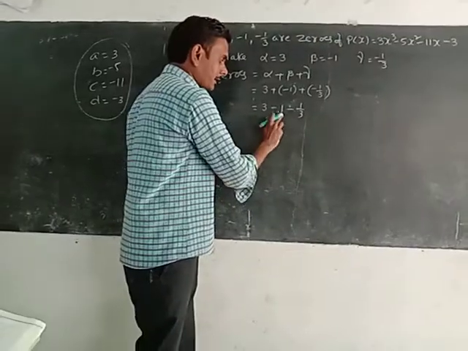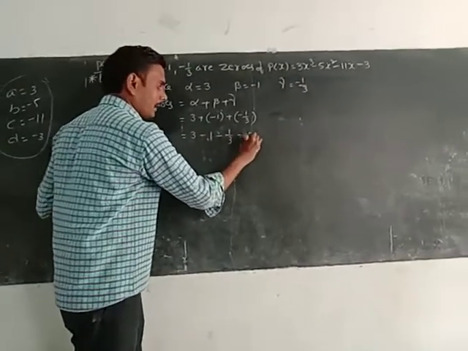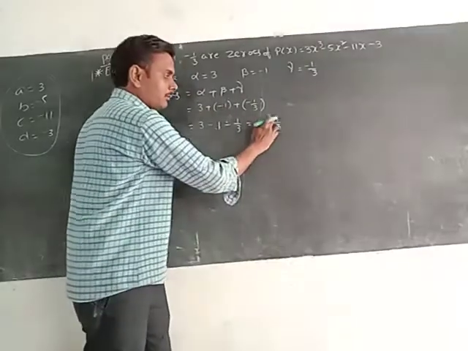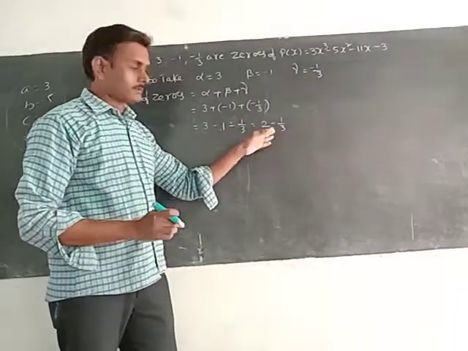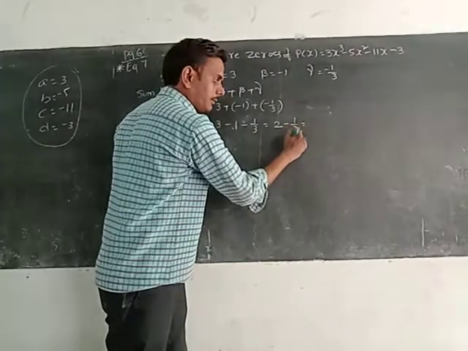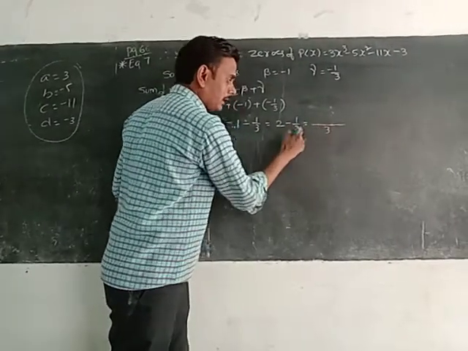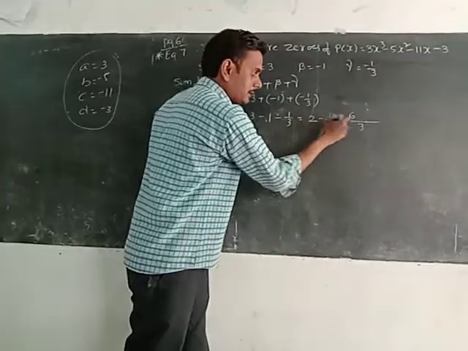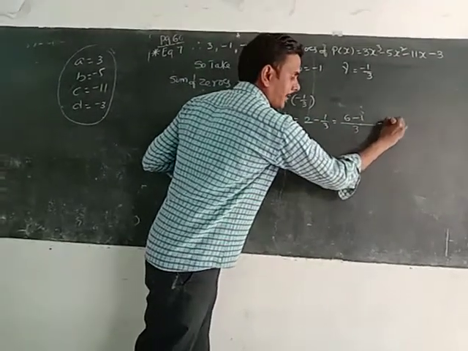By subtracting these two, what do we get? 3 minus 1 is 2. 2 minus 1 by 3. Now take the LCM for subtraction, or just cross multiply. Here the denominator is 3. 3 twos are 6, 6 minus 1 is 5, so 5 by 3.